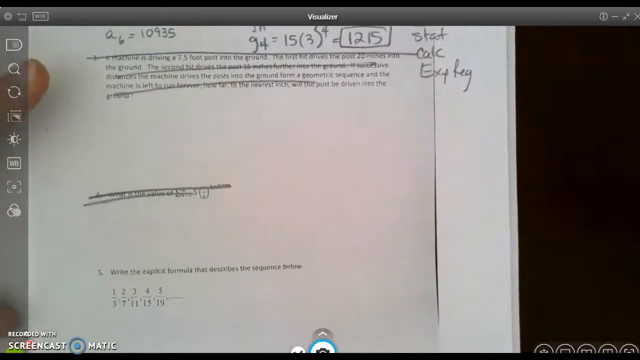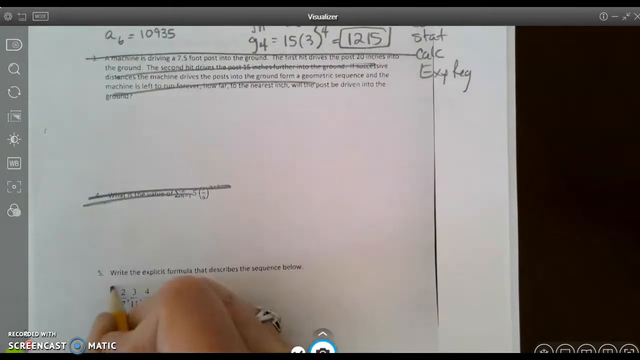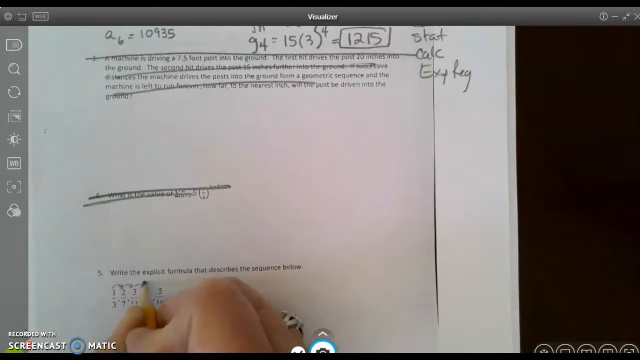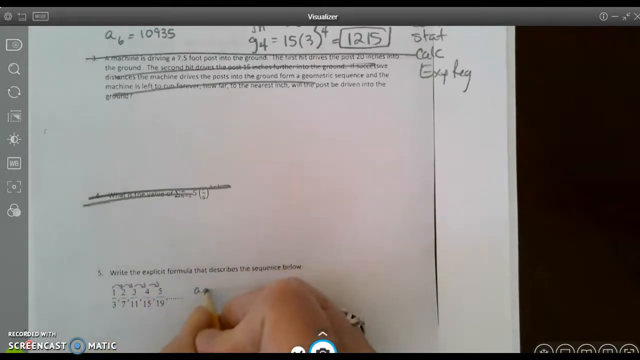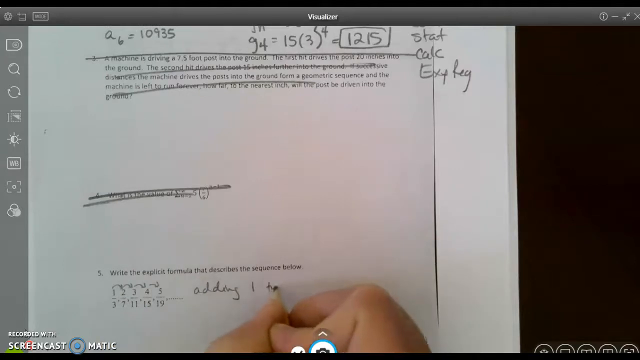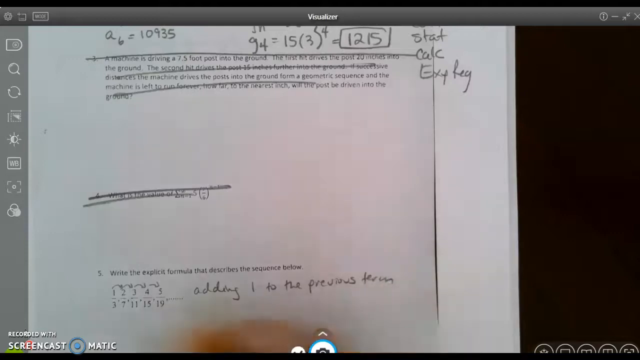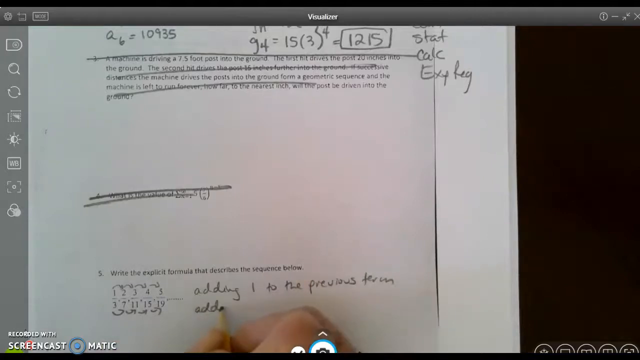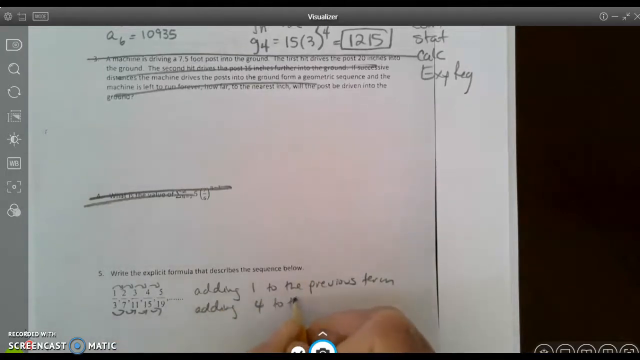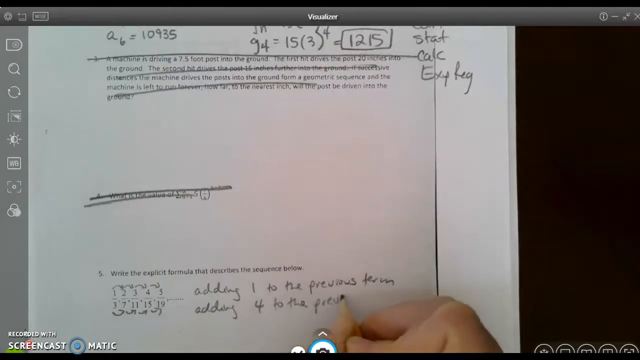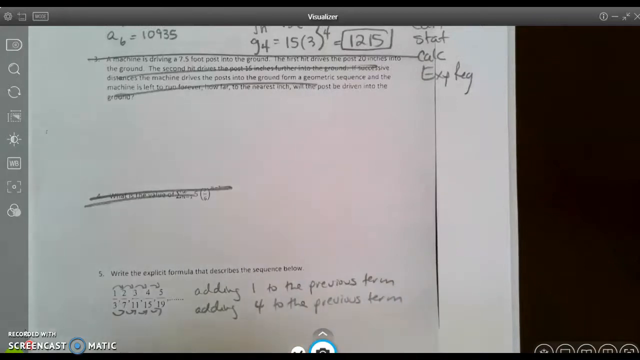We're asked to write an explicit formula for this sequence. Whenever I have a fraction like this, I treat the top as one sequence, and I'm adding 1 to the previous term. And here, I'm adding 4 to the previous term. So my formula is obviously arithmetic.